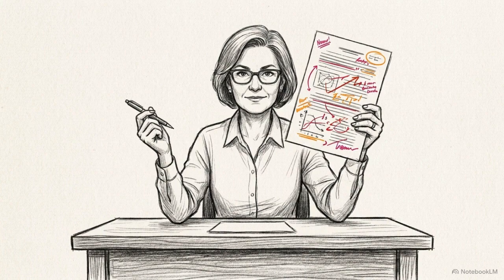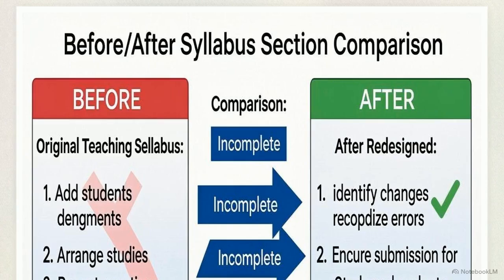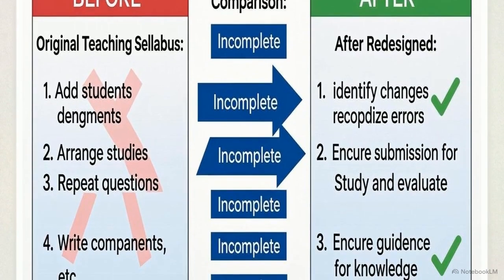This graphic shows a before and after comparison. Step 5 is execution. Take the feedback you decided to adopt or adapt and implement those changes directly into your source text, upgrading vague objectives into specific, measurable outcomes.